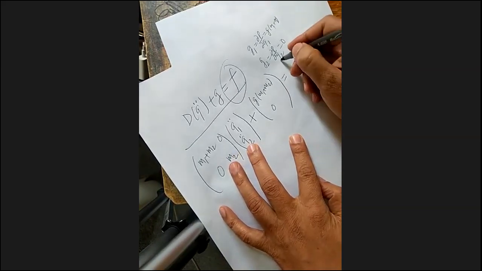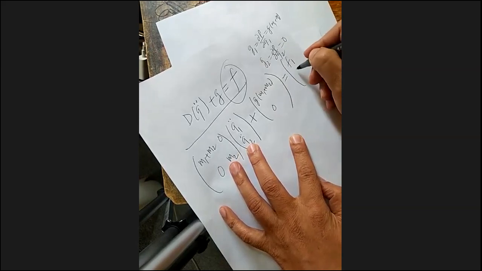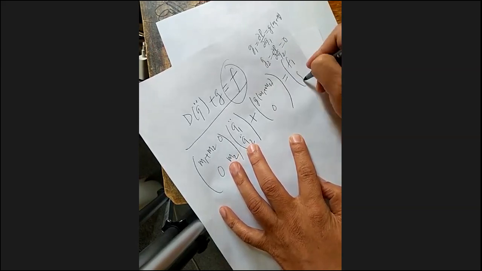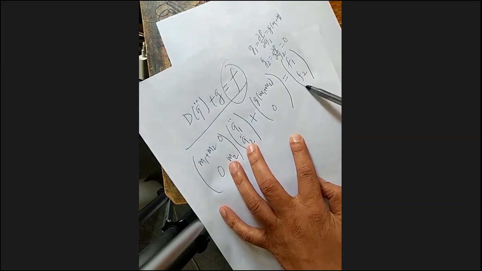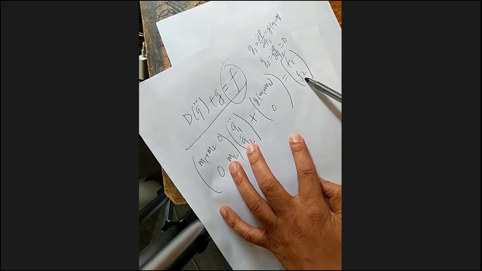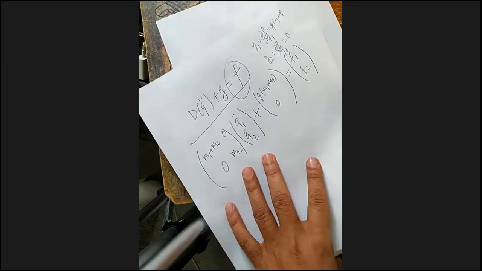Equals, what is your F? Because you have two joints which have F1 and F2. Both of them are prismatic. Suppose the second joint was revolute, then this would be torque, tau. Since we have both of them prismatic, we have F1, F2. Okay, so far so good.